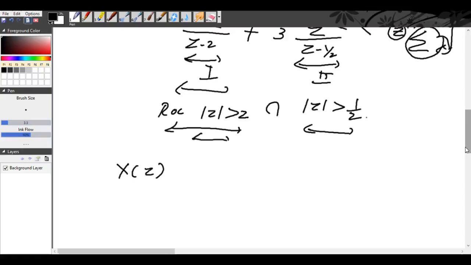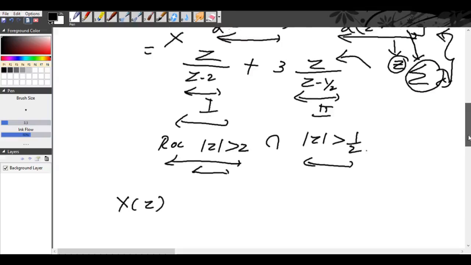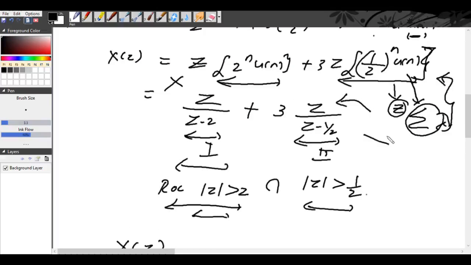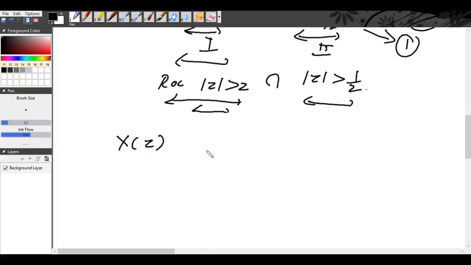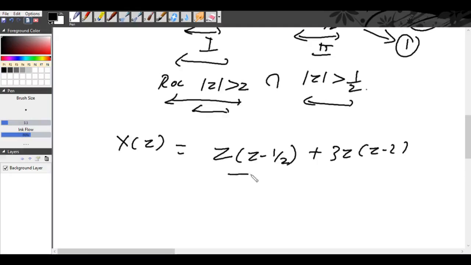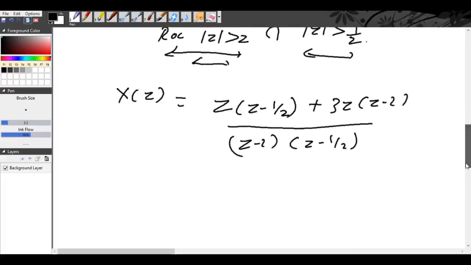Okay, so let me write this. X of z, what is this equation? Let us name this equation as equation 1. So equation 1 can be further written as z into z minus half plus 3z into z minus 2, and I am just taking the LCM. Why am I taking the LCM? Why am I doing this?